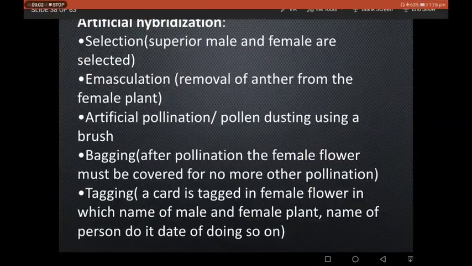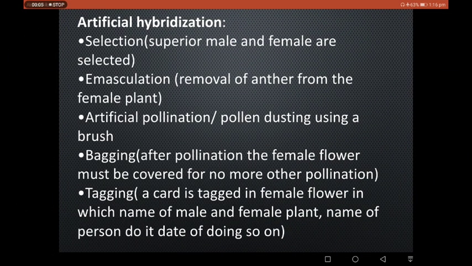Okay. Artificial hybridization is a technique to breed plants artificially. Here, the first technique is selection. In selection, superior male and female plants are selected. We know about Gregor Johann Mendel. He used this technique, artificial hybridization, for his study. Then he studied monohybrid cross, dihybrid cross, etc.